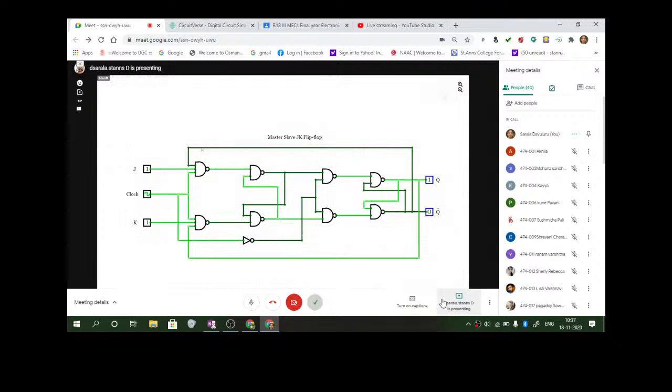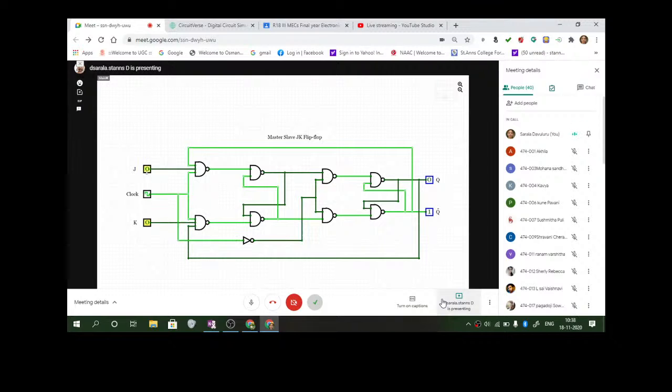Clock is high. Let me give you J is equal to 0. When J is 0, can you see? Q is 0 and Q bar is 1. I think you are able to see that. Now, to this state, let us make K also 0. When it is 0, it is not changing its state. It is remaining in the same state. Though clock is applied, it remains in the same state. Q is 0, Q bar is 1. To this state, suppose I apply J is equal to 1.